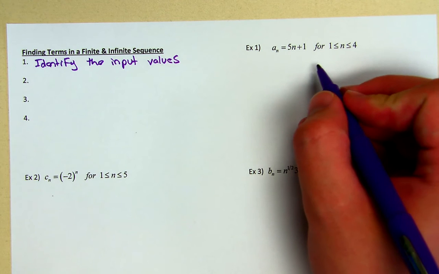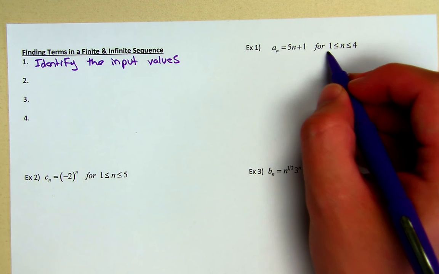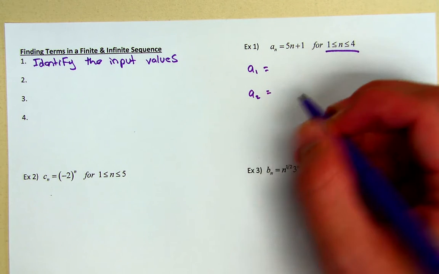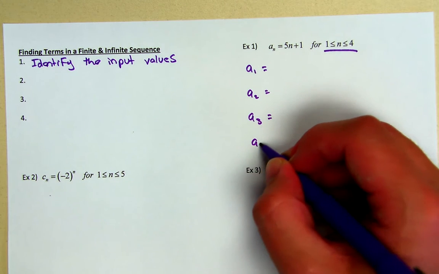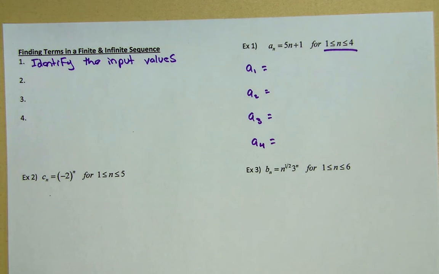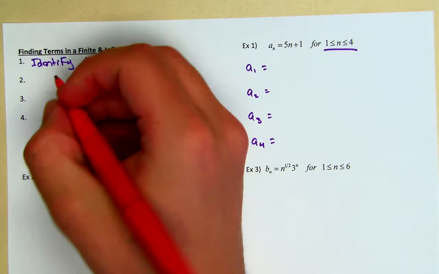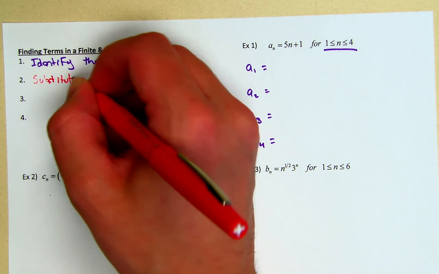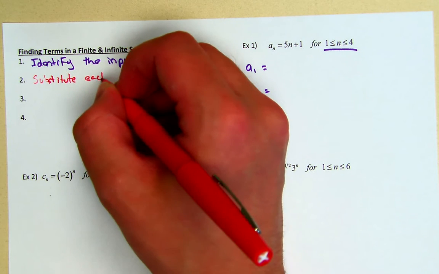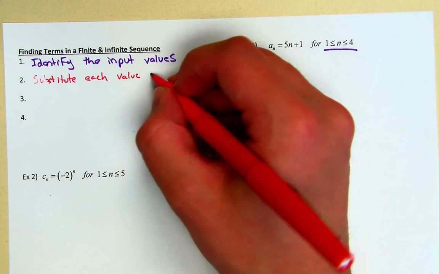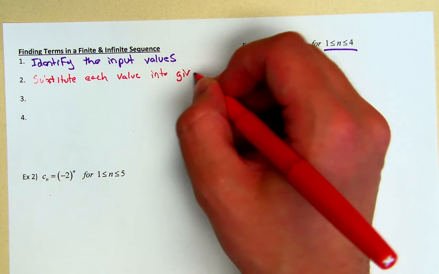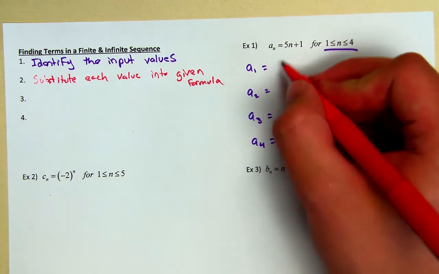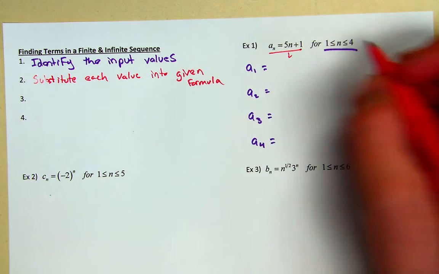So for this sequence over here, what that means is I'm identifying my input values, 1 through 4. So I know I want A1, I want A2, I want A3, and I want A4. Alright, next, after identifying that, we're going to substitute each value into the given formula. So I was given the formula here, so now let's substitute.